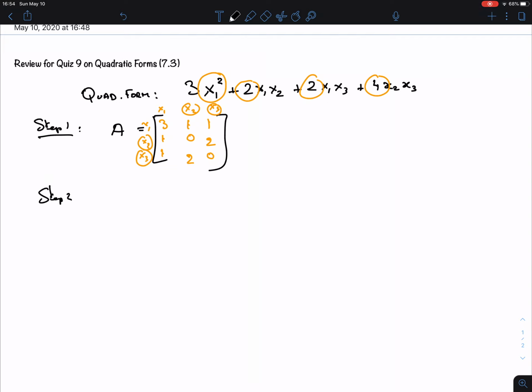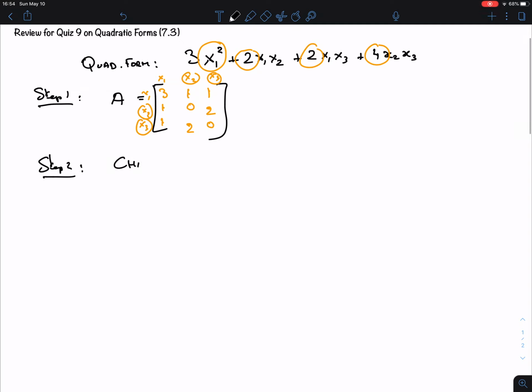Step 2, and from here on, it's exactly orthogonal diagonalization. Again, I'm just saying, stop here and try to work it out, and then see whether it's correct. So, the characteristic equation. We have to subtract lambda from the diagonal.